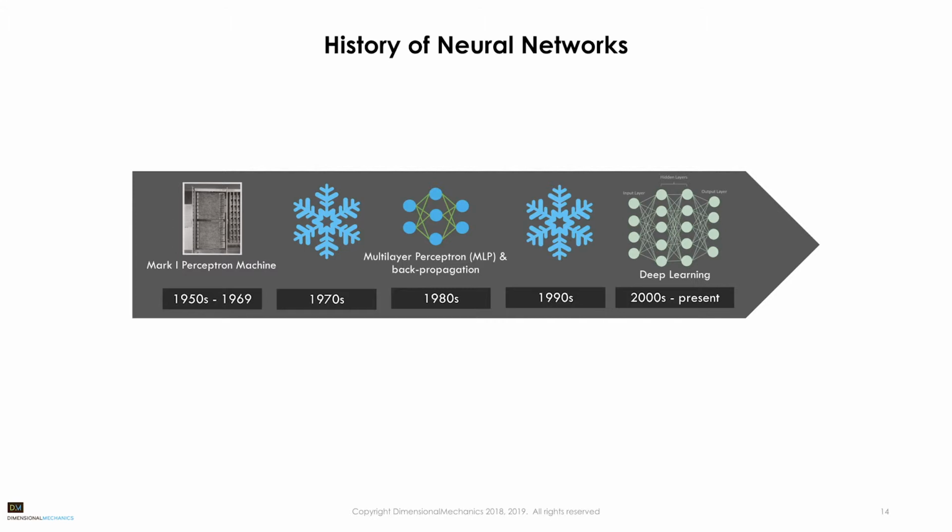Then coming into the 2000s, that was the modern era of machine learning, which continues until the present. This is where you have multiple layers, not just a single layer, for neural networks. You have fairly sophisticated algorithms.